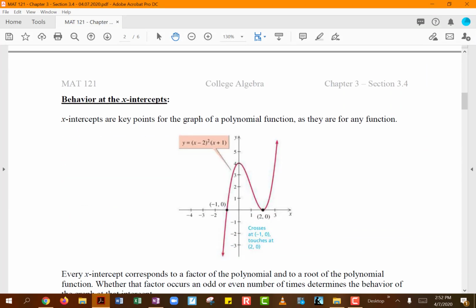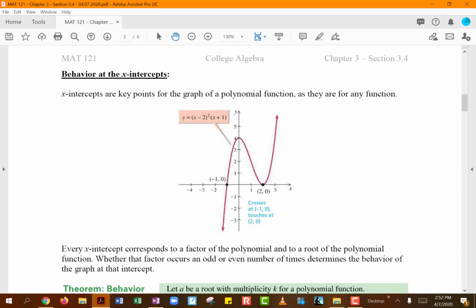Now the next thing we want to talk about is the behavior of our x-intercepts. So remember, at x-intercepts, that's where your graph is crossing the x-axis, or it can also be touching the x-axis. So if you look at this graph over here, you will see here at negative 1, 0, our graph is crossing the x-axis, but here at positive 2, 0, our graph is touching, but it does not cross, right? Which means it's not going to go across the line of our x-axis.